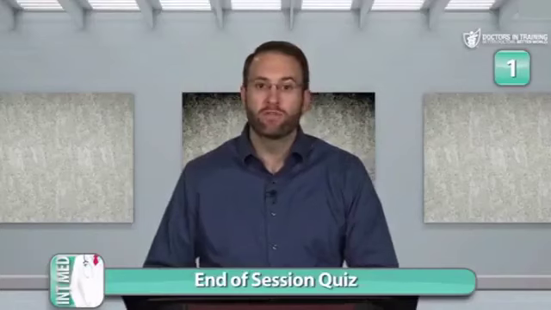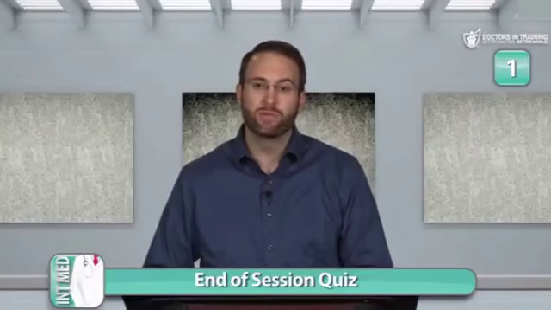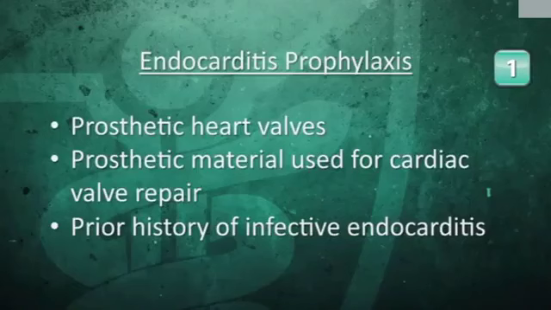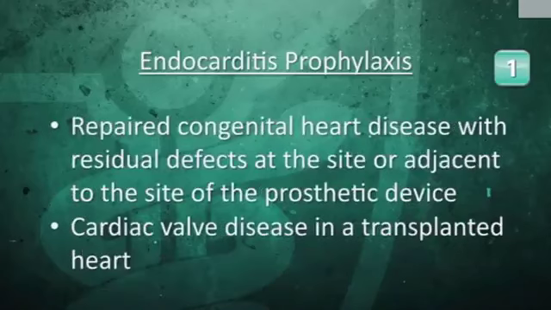So we're going off of the 2007 guidelines that were published by the American Heart Association. So let's go over some of these conditions. So prosthetic heart valves, prosthetic material used for cardiac valve repair, a prior history of infective endocarditis, so they've had it before, unrepaired cyanotic congenital heart disease, completely repaired congenital heart defect with prosthetic material or device during the first 6 months after the procedure, repaired congenital heart disease with residual defects at the site or adjacent to the site of the prosthetic device, and cardiac valve disease in a transplanted heart.